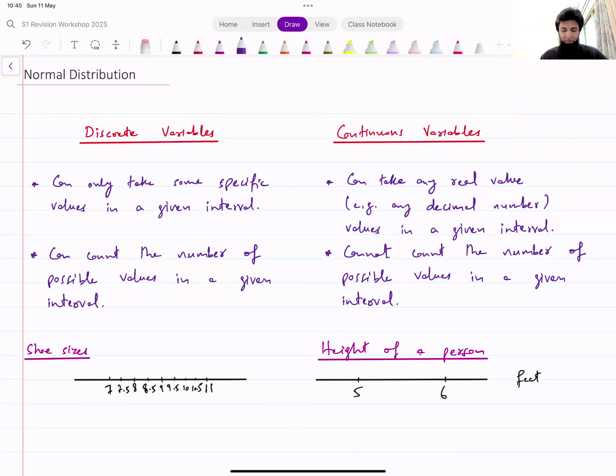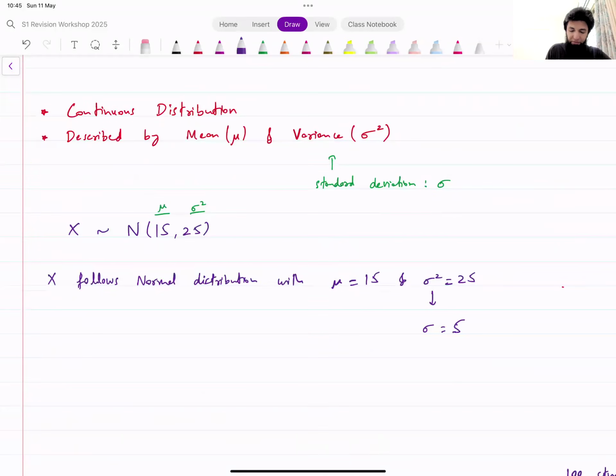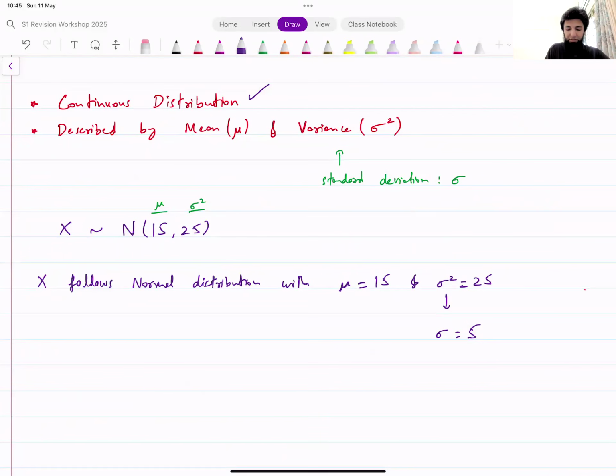Now, for normal distribution, this is the first thing that you need to know about. It's a continuous distribution, and it's described by its mean and variance. For describing a normal distribution, you need two things. Number one, the mean, and number two, the variance. Okay. Now, this is the notation that is used here. For mean, we use mu. For variance, we use sigma square.